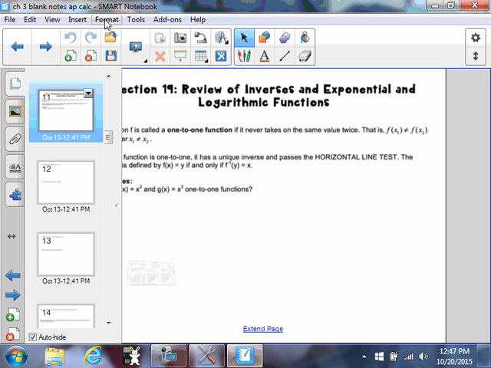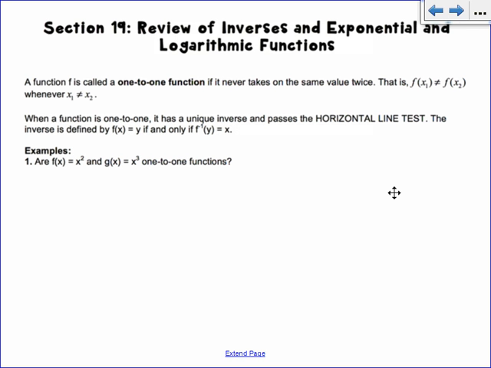All right, so section 19 is kind of broken up into two different things. We're reviewing inverses and we're reviewing exponential and log equations, which you'll feel very good about. You'll be like, oh, I remember all this. And then we're also learning how to take the derivative of an inverse, which is kind of strange. So we're going to start out with the kind of strange thing and we'll do the easy stuff.